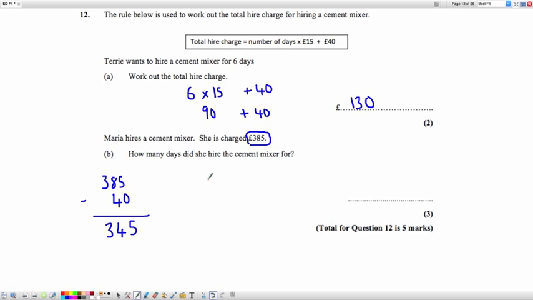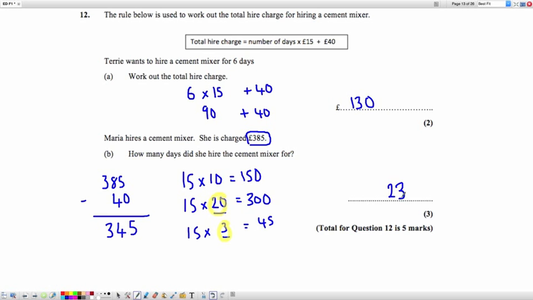Okay, now we don't have a calculator here, so there are a few ways that we may want to do this. First off, we could say that 15 times 10 for 10 days would be 150. Therefore, 15 times 20, 20 days, would be 300. Then we've got an additional 45, so 15 times 3 will give us the 45. So the total number of days is going to be the 20 plus the 3. So Maria hires the cement mixer for a total of 23 days.